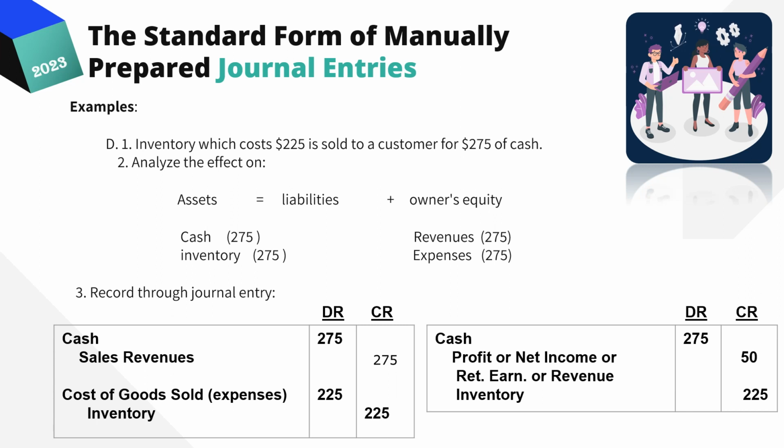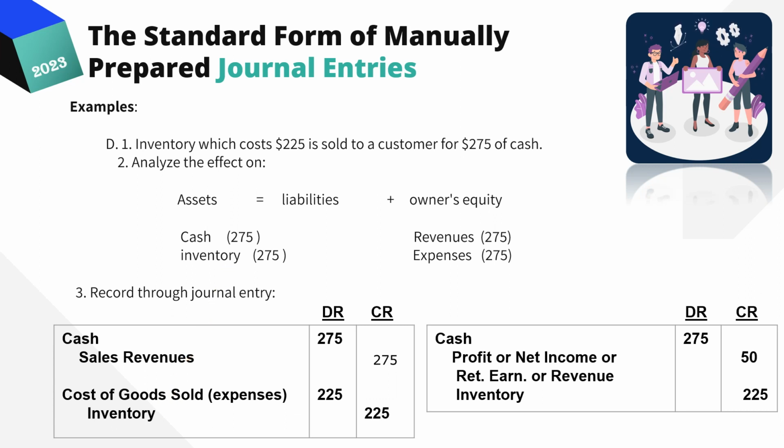Now, if we were to record this in a journal entry format, we would show cash increasing. That's a debit to cash because increases in all assets are on the left-hand side. Sales revenues are increased, and revenues and all owner's equity accounts are increased on the right-hand side. $275 increase or credit to sales revenues. We also have an asset going out. An outflowing or decreasing asset is on the right-hand side or credit side of an asset account, in this case inventory, so we will show inventory as a credit for $225.